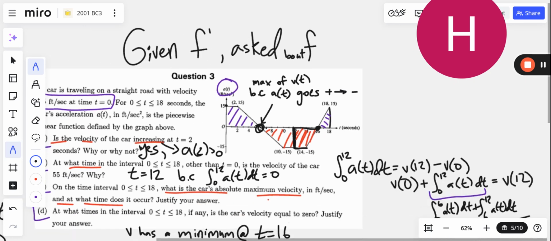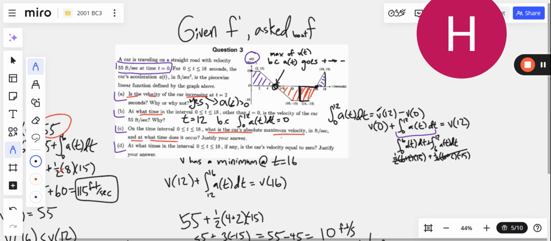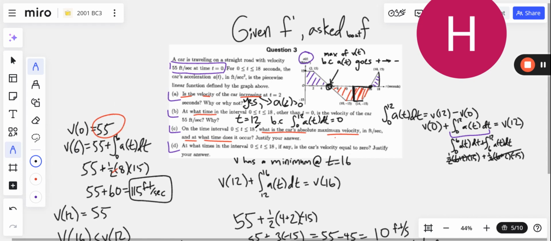So you should be pretty comfortable with that, using the Fundamental Theorem of Calculus basically the whole way, because questions about the velocity are really asking us questions about the integral of this function, along with this initial condition. Don't forget the initial condition. It's very important.